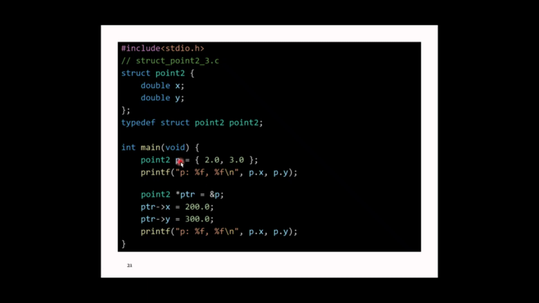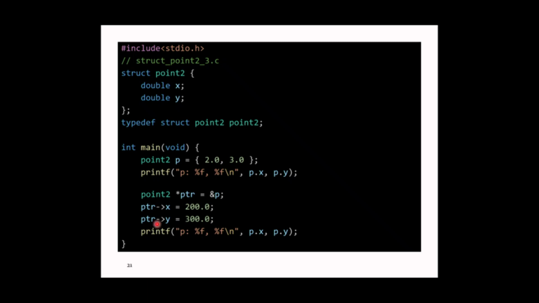So here's p, and I'm going to initialize it to 2, 3. Down here I've got a pointer to a point 2 object. I'm going to assign it the address of p, so in other words, pointer points at p. Now to change the x and y coordinates of the point, I can use the pointer instead. So I can write pointer arrow x equals 200. That dereferences the pointer to give me p, then gives me access to the x member, which I can set to 200.